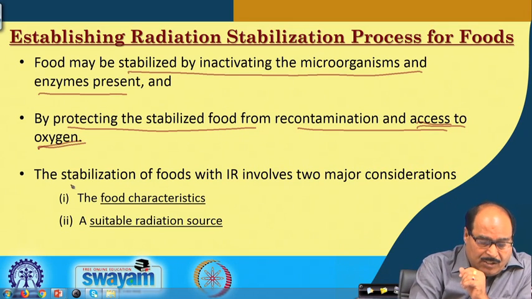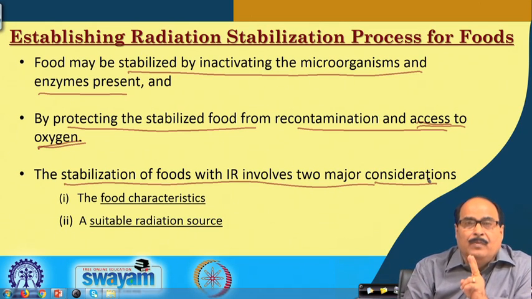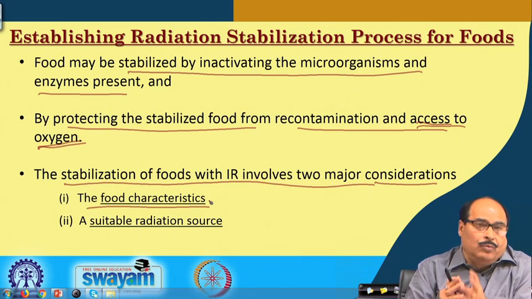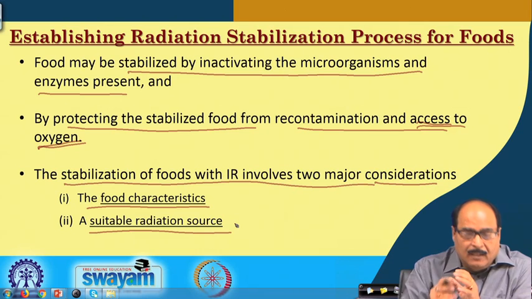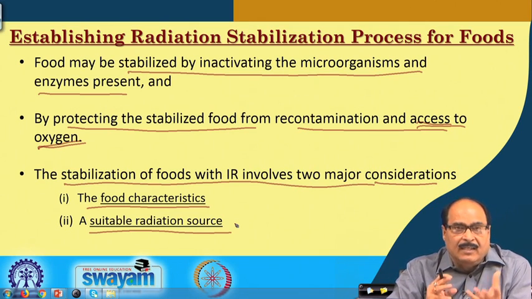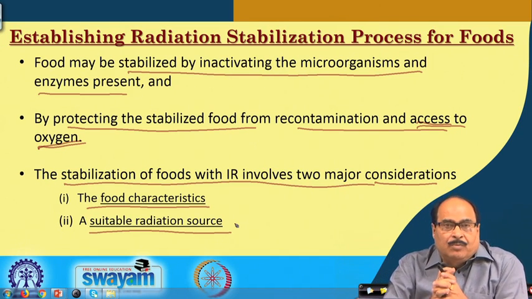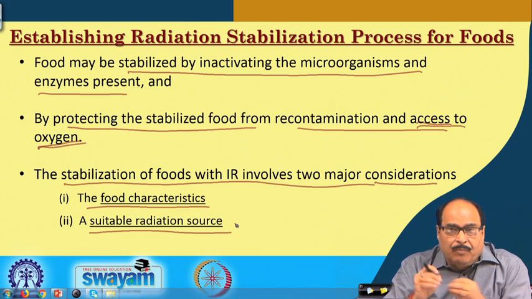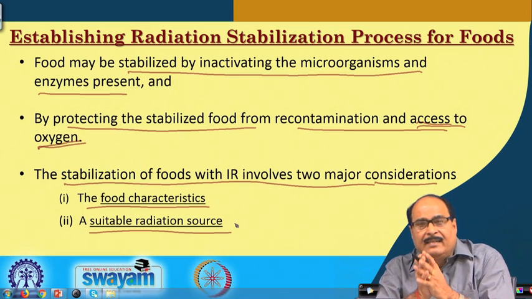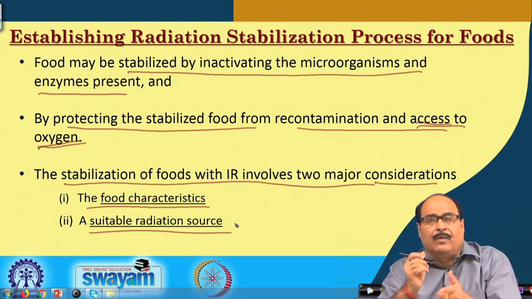So, the stabilization of food with ionizing radiations accordingly involves two major considerations. Number one, the characteristics of the food, and number two, a suitable source of radiation. The characteristics of the food, that is its acidity, its moisture content, and its other components present, like polymers and macromolecules, in fact decide or dictate what type of microorganism will grow in a particular food or which will not grow.